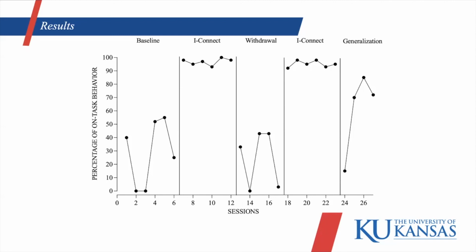When iConnect was removed again, Ron's on-task behavior was an average of 24%. And once we added the iConnect application into Ron's sessions for the second time, his average on-task percentage was 95%. Finally, we had the generalization phase with the caregiver, which Ron's behavior was at 72% on task.